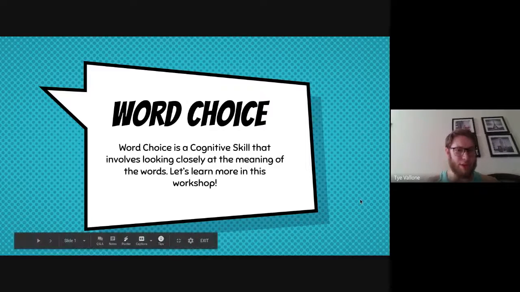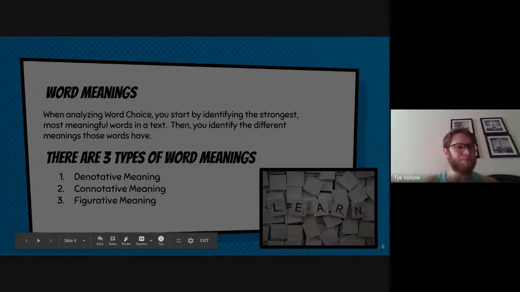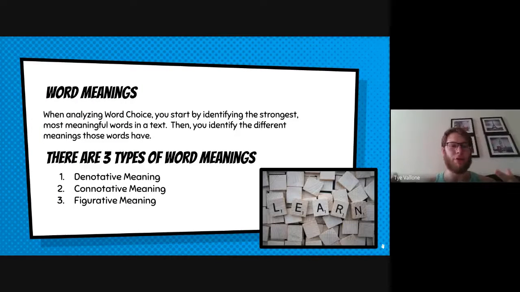As you can see, word choice is a cognitive skill that involves looking closely at the meaning of the words, right? So when we talk about the meaning of the words, we've got three different types. We get the denotative meaning, the connotative meaning, and the figurative meaning, right? So one word could have three different meanings attached to it. I'm going to explain what those are.